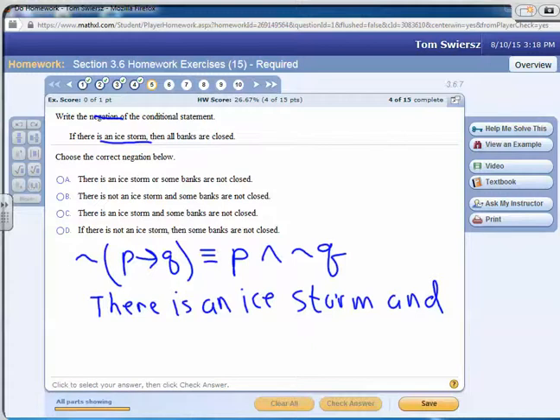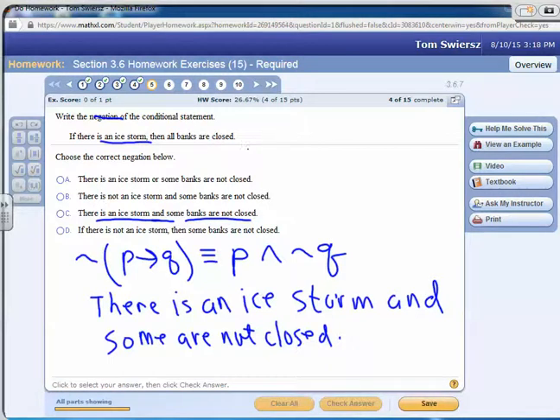All banks are closed, and so the negation of all are closed is some are not closed, or some are open. Let's see what they have, right? There is an ice storm, and some banks are not closed. They use the same wording as I did.